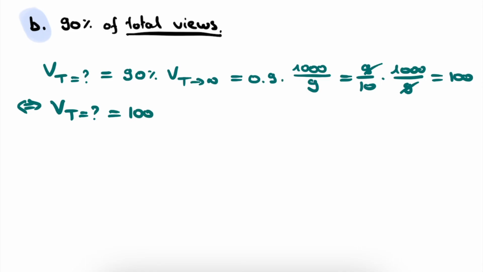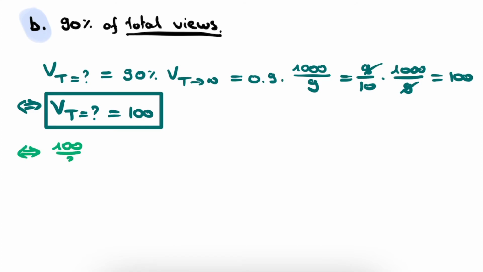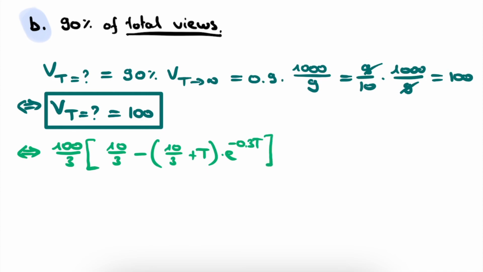So writing this differently, we need to find v of a time that is unknown, which is equal to 100. And this is the equation that we will need to solve, because again, our work in the previous part pays off, where we have found an exact formula for this v of t, this total number of views after a specific time t. And that is of course exactly what we will be using right now. So we get the following. We get 100 divided by 3 multiplied by 10 divided by 3 minus this function 10 divided by 3 plus t multiplied by this exponent, and we close the brackets. And this has to be equal to 100.